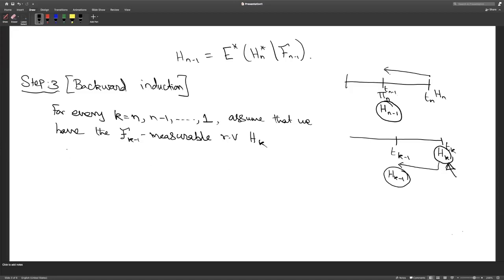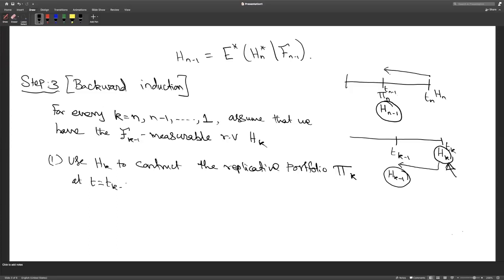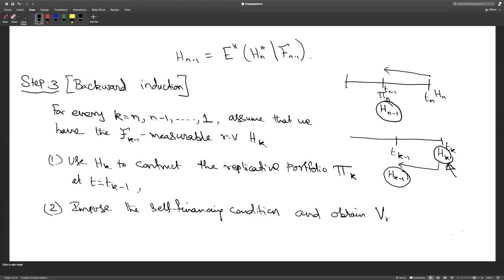How we do it is, first you use Hk to construct a replicative portfolio pi k at the time level t equal to Tk minus 1. See, we don't need to do all these steps explicitly, because we know how they look and how the solution of the linear system will look. So just for the sake of completeness, I am writing the steps. We don't need to do them explicitly. Then impose the self-financing condition and you will obtain Vk minus 1.